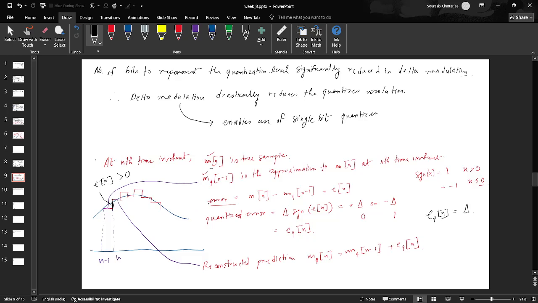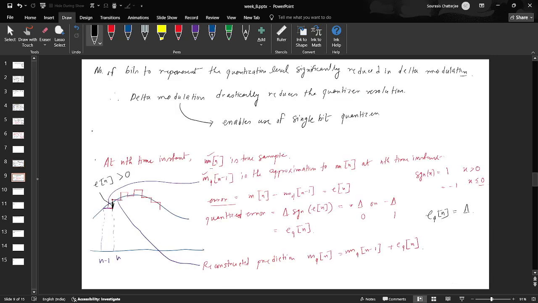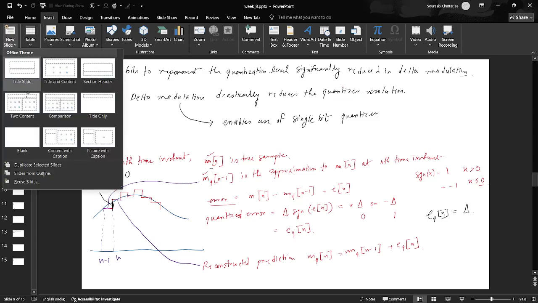So delta modulation is actually allowing you to use a single bit quantizer, because the successive differences are quite small. So you can have an increment or decrement of step size delta, and approximate the signal. But there are certain limitations, which is the context of our question and which we will talk about next. Let us see what the question is. It talks about the distortion which occurs when the signal rises or falls slowly compared to the reconstructed signal. So let us move to that particular example.